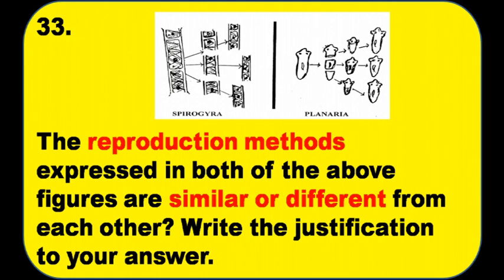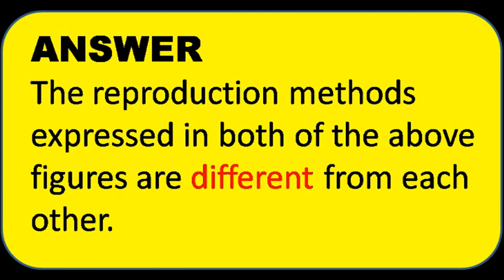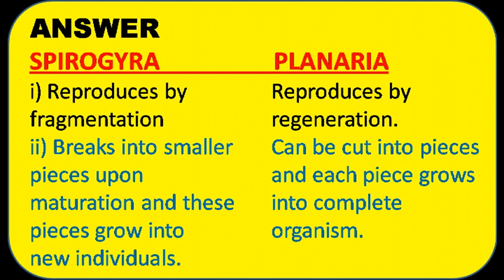The reproduction methods expressed in both of the above figures are similar or different from each other. Write the justification to your answer. The reproduction methods expressed in both of the above figures are different from each other. Spirogyra reproduces by fragmentation while Planaria reproduces by regeneration. Spirogyra breaks into smaller pieces upon maturation and these pieces grow into new individuals. Planaria can be cut into pieces and each piece grows into a complete organism.